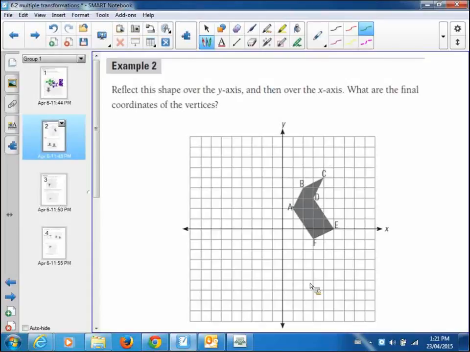So A, if we use Y as the mirror line, then A is the same distance behind the mirror. That's my A prime. This is going to get messy because we're going to have overlapping diagrams, so that's why I'm using 2 colors.